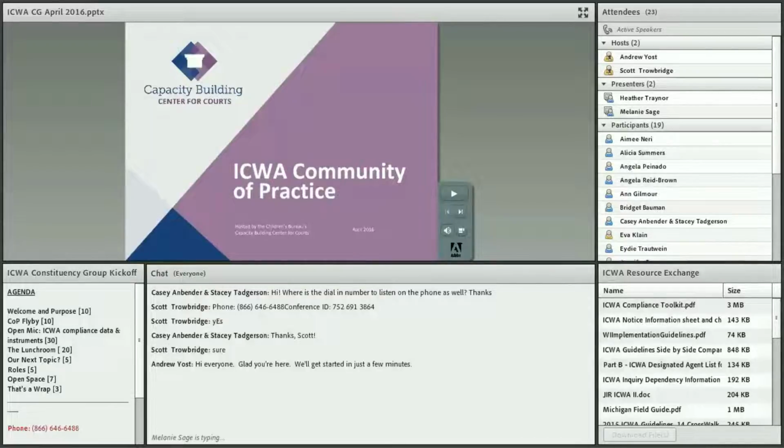Just by way of getting started, remember the purpose of the ICWA Constituency Group is to share emerging knowledge among the group to improve court systems and dependency court systems. We're working deliberately with the court improvement program in each state or their designee, as well as the tribal court improvement program. So welcome to everyone who's participating in those programs. We're glad to have you on.